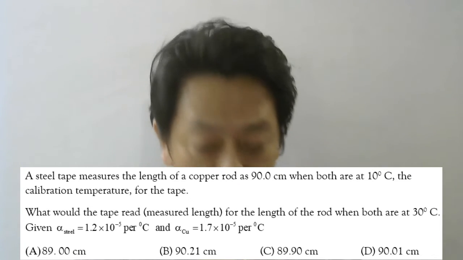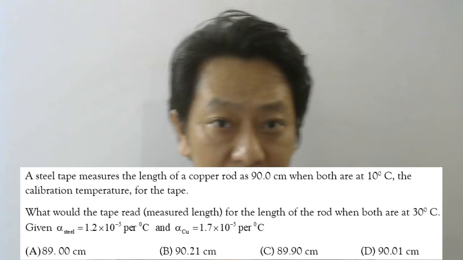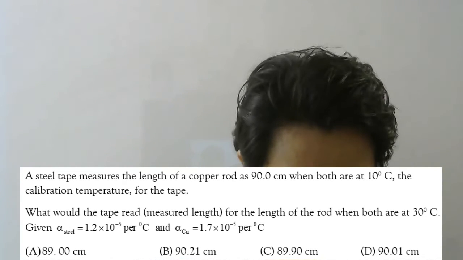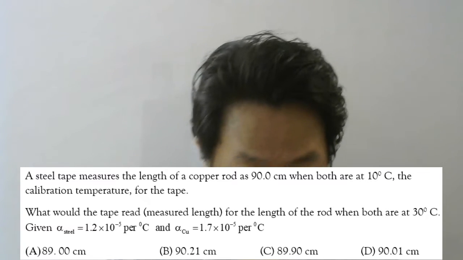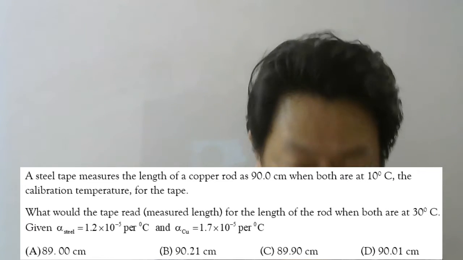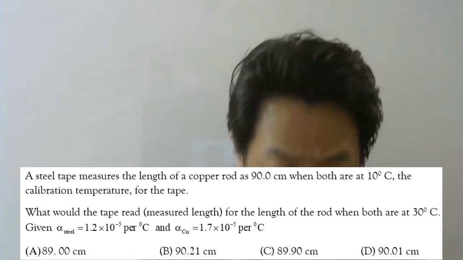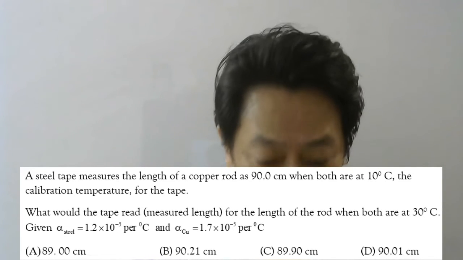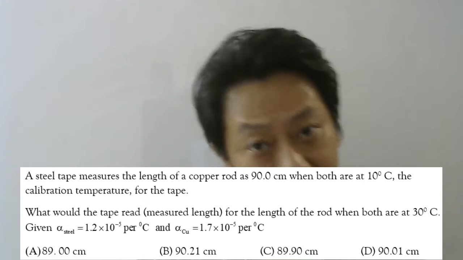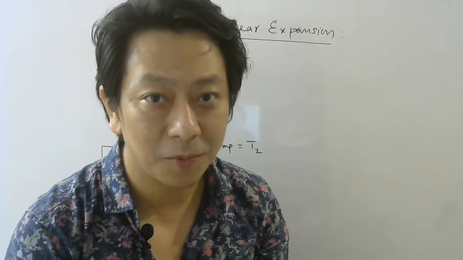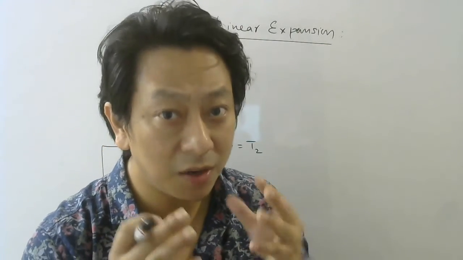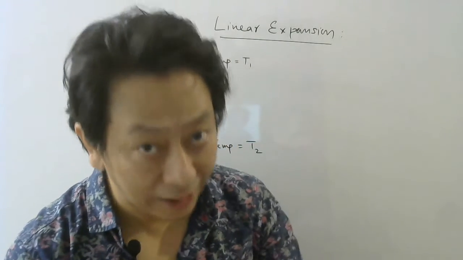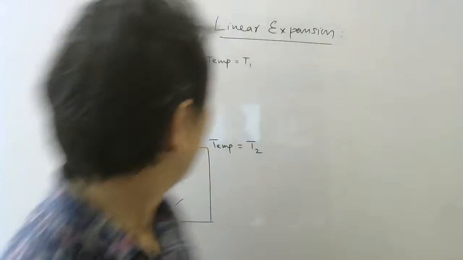Given alpha for steel, by alpha they mean temperature coefficient of linear expansion, is given 1.2 into 10 power minus 5 per degree Celsius, and for copper the temperature coefficient of linear expansion alpha copper is given 1.7 into 10 power minus 5 per degree Celsius. Before solving the problem, let us quickly revise the concept of linear expansion and then we will relate. We will find the formula between measured length and actual length of a body.